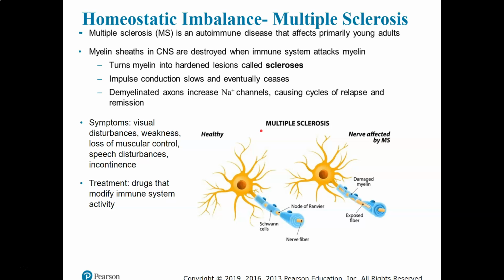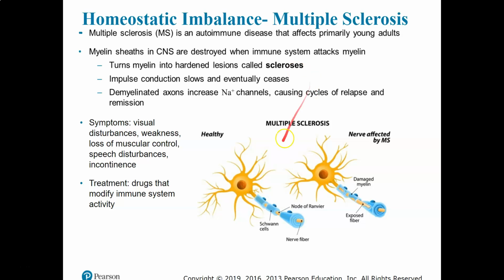This is like taking great big steps instead of continuous conduction, which is taking tiny little baby steps. In multiple sclerosis, this is going to be an autoimmune disease where the immune system attacks the myelin. And it attacks the myelin and converts the myelin into what are called scleroses, which is why it's sclerosis. And this is going to slow down the rate of conduction because without that myelin, the cell has to rely on continuous conduction instead of saltatory conduction.